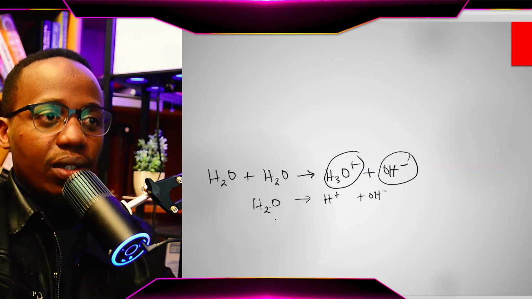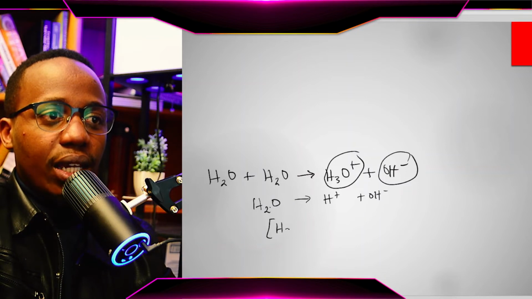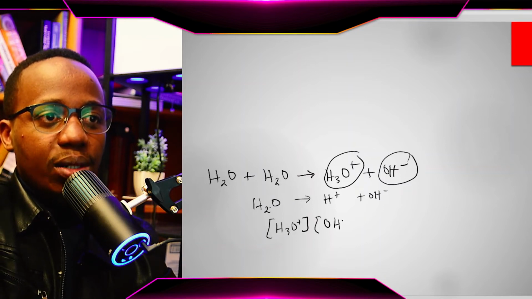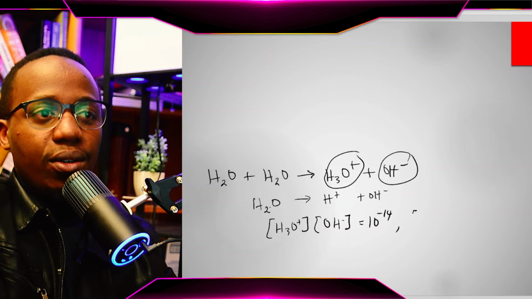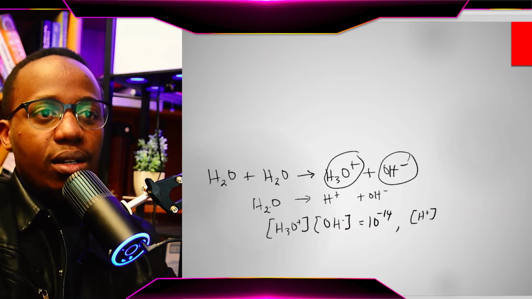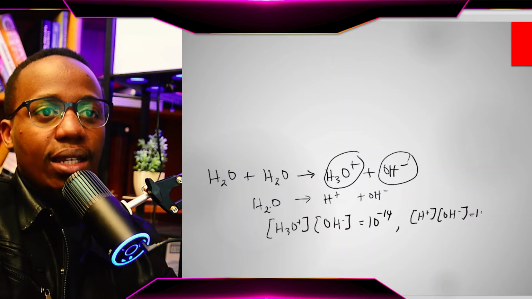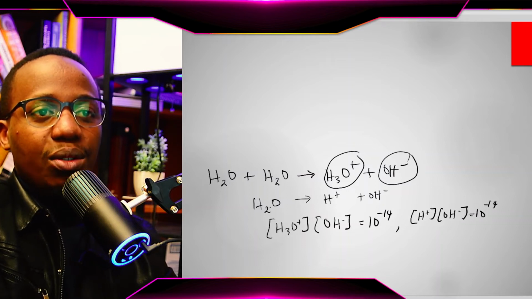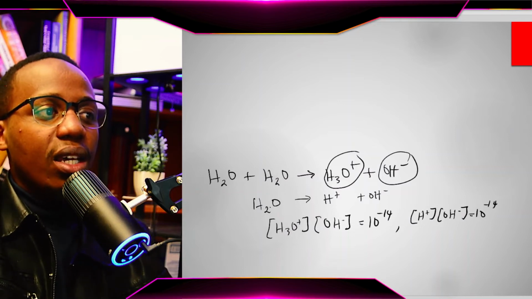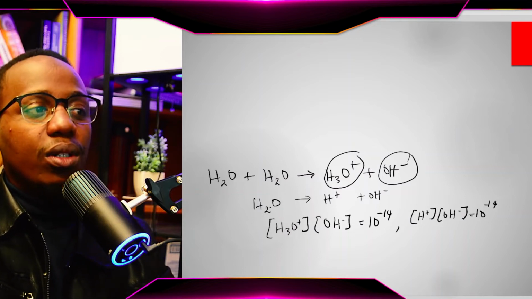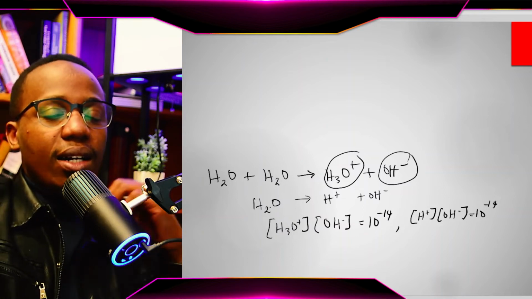So this gives us the concentration of H3O plus times the concentration of OH minus is equal to 10 to the negative 14. Or another way, the concentration of H plus times the concentration of OH minus is equal to 10 to the negative 14 at room temperature. And we will use these in the future, but this is the rule. This is an important rule.